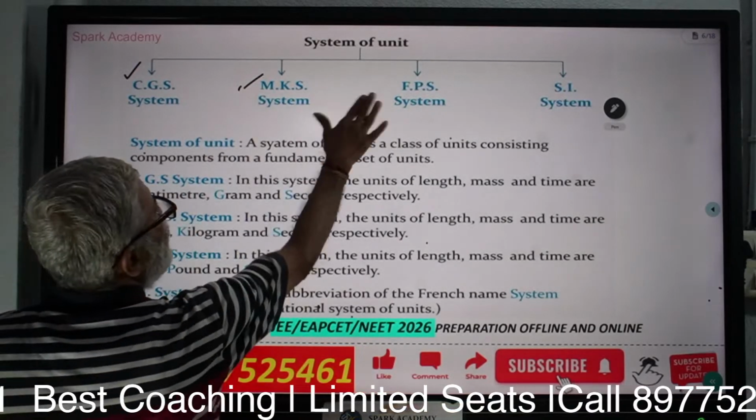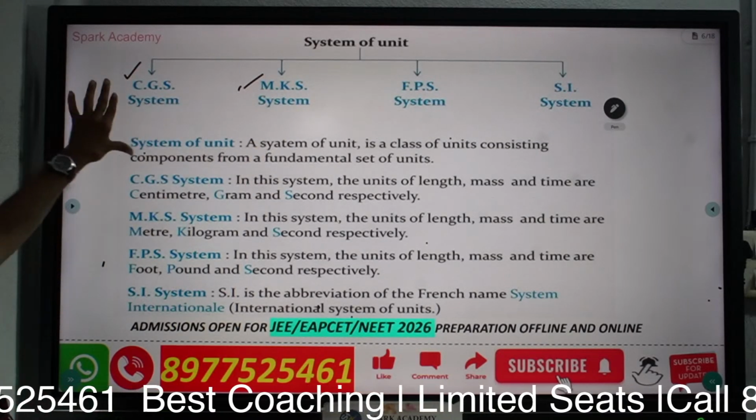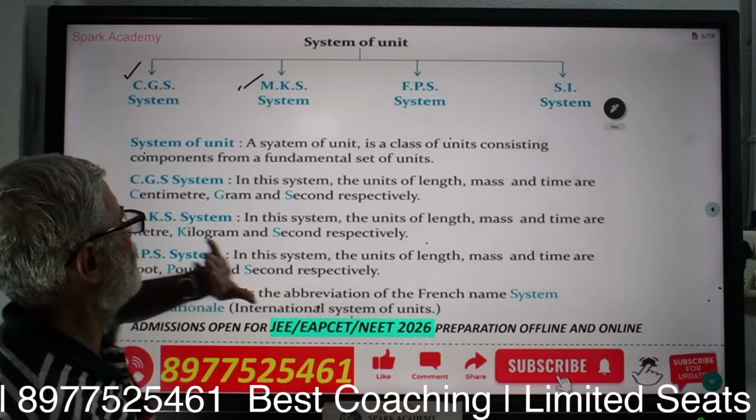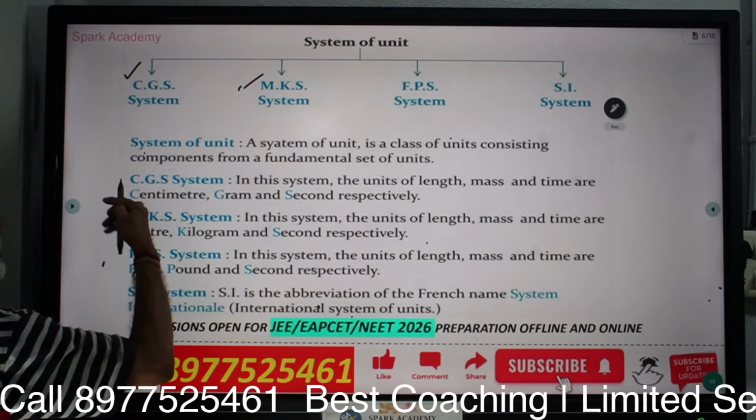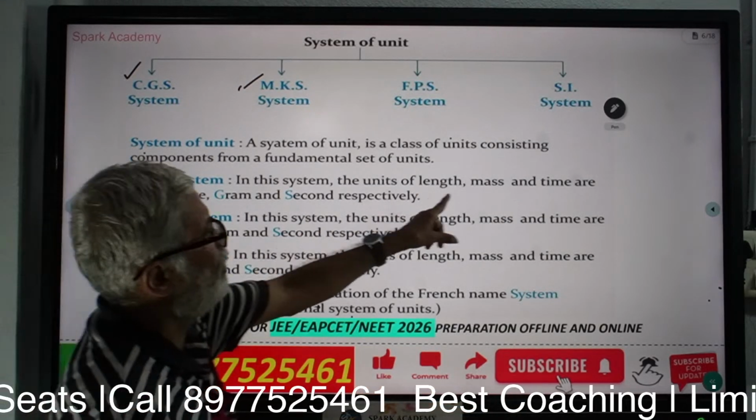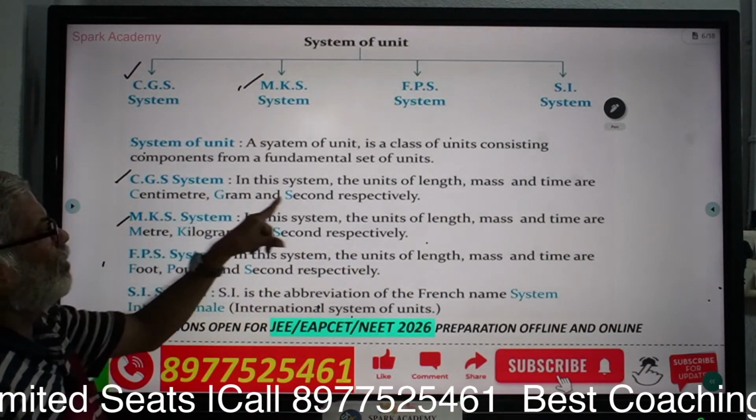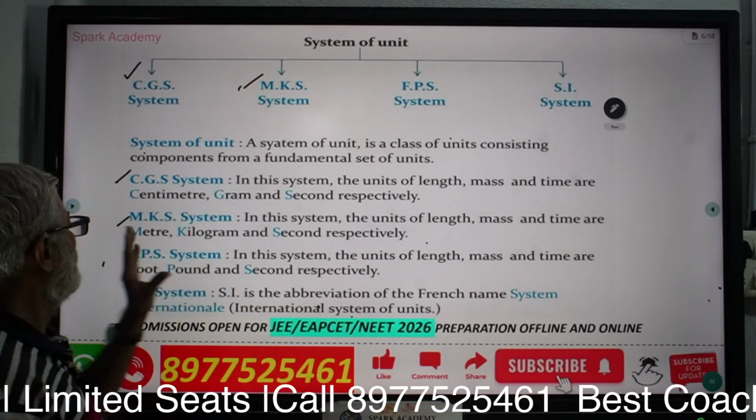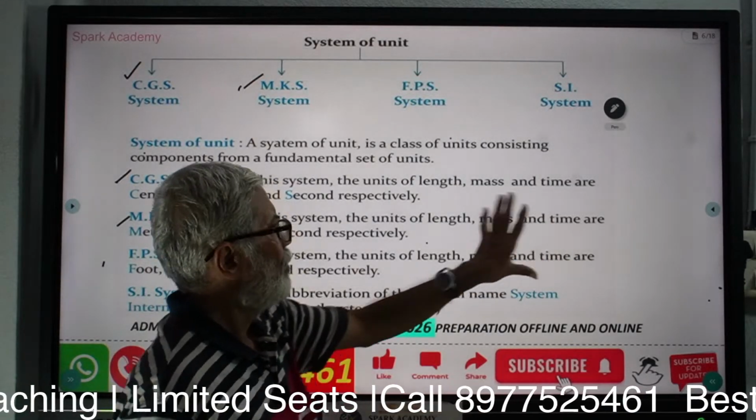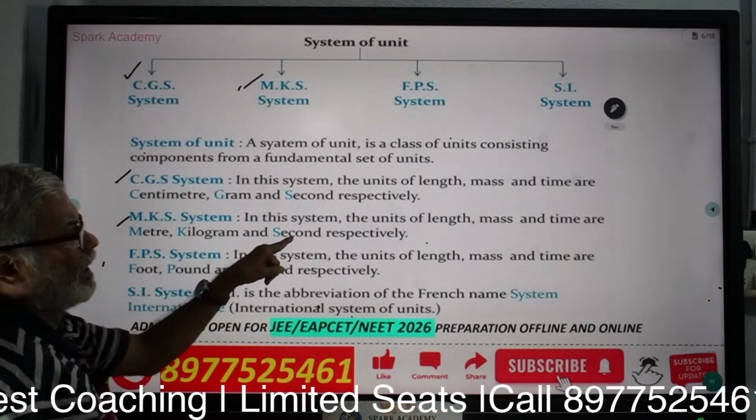What I want to tell you is that there are these systems of units: CGS system of units, MKS, FPS system of units, SI system of units. You have to concentrate on these two, CGS and MKS. In CGS, length, mass and time are denoted as centimeter, gram and second. In MKS, the units are meter, kilogram, second.